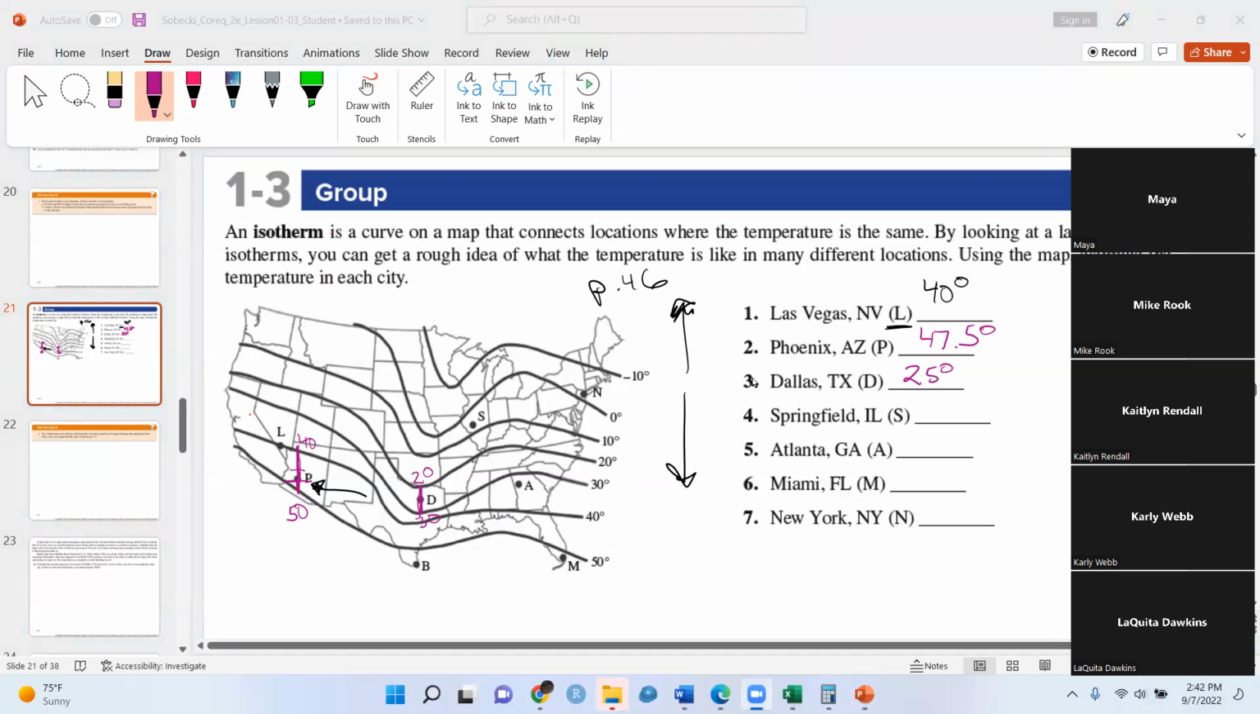Springfield, same idea. Again, we're thinking of this vertical line here. 10 degrees here and 0 degrees at the top. It's closer to 10 than 0. I don't think it's halfway. I'll agree with that, Jennifer. That feels like a solid 8 degrees.